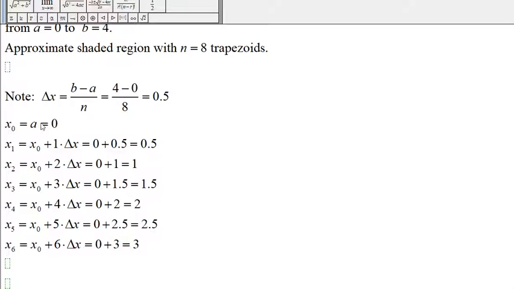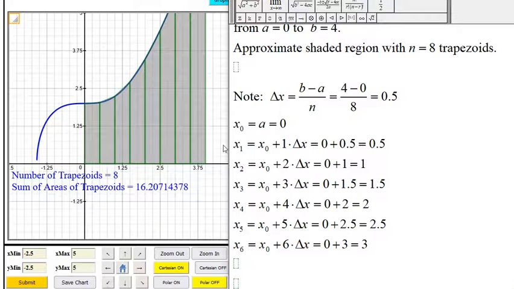And so x of 0 will be 0, and so it'll be 0 right here. And then x of 1 is right here, and this is x of 0 plus 1 delta x. Delta x in this case is 0.5, so it would be 0 plus 0.5, which is 0.5. And then x of 2 would be x of 0 plus 2 delta x, or two widths here. And so it'd be 0 plus 2 times 0.5, which is 1, and so we get 1.